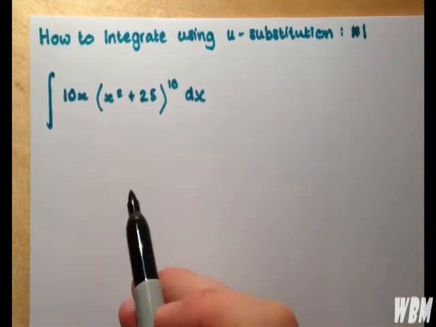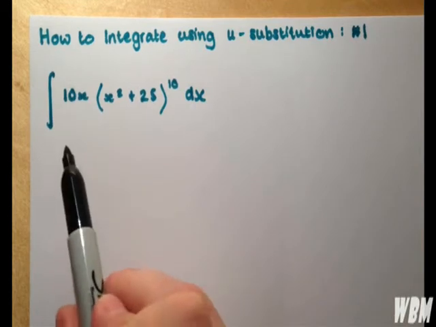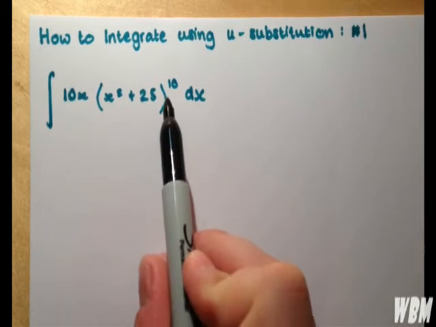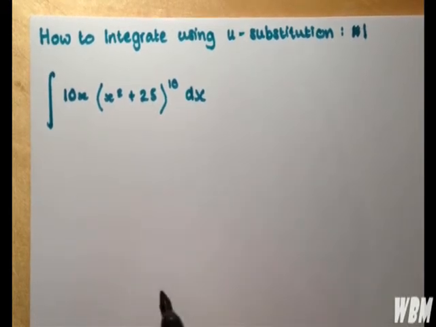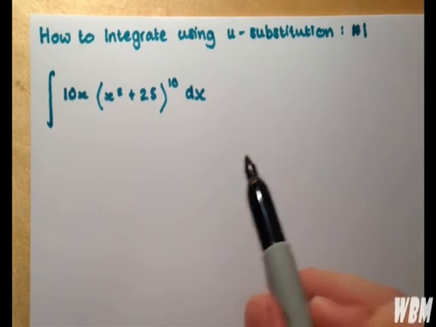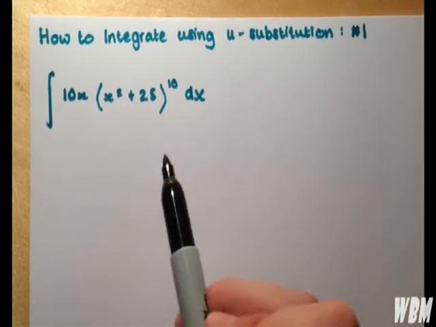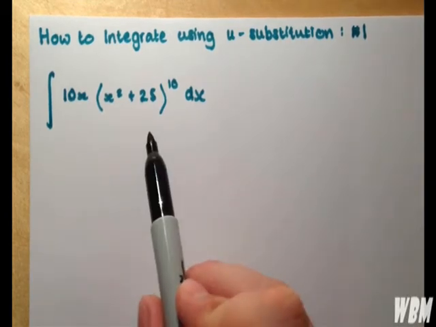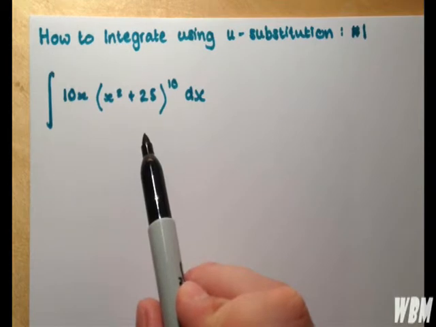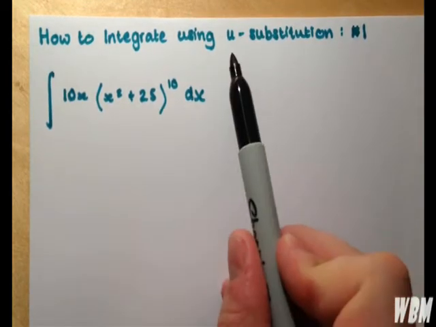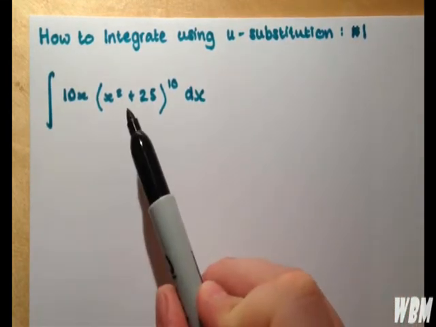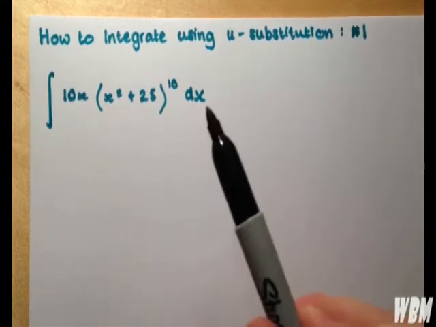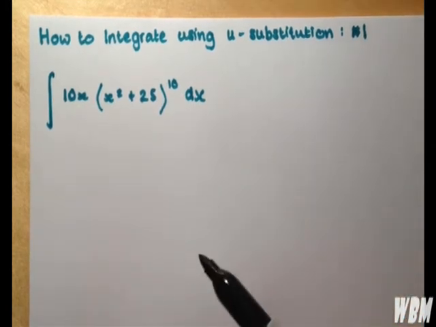I'm going to start off with a relatively simple example, the integral of 10x multiplied by (x squared plus 25) to the 10 with respect to x. Now, U-substitution is a useful tool whereby we take an integral that is otherwise quite difficult, and by introducing a second variable, which is u, we are able to eliminate enough terms that it's not too difficult to do. Then we substitute back in at the end.